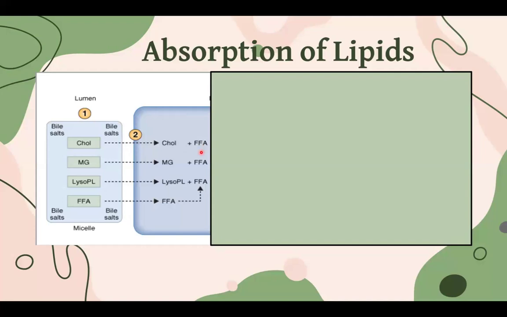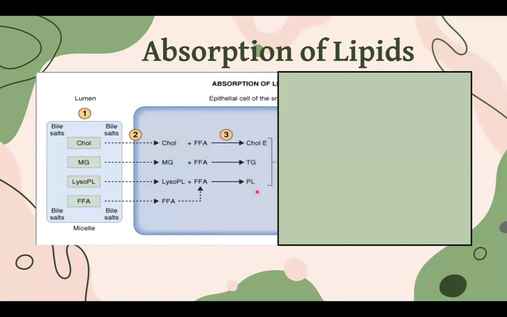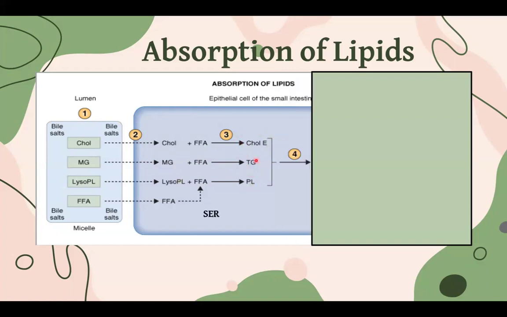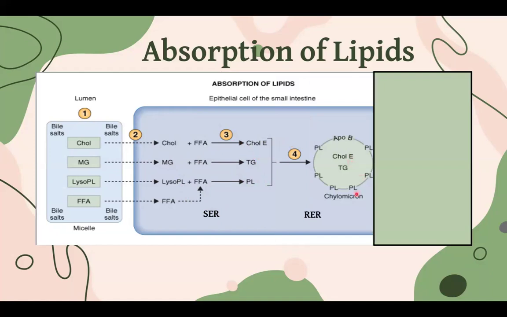Once they're inside, these lipid breakdown products combine with free fatty acids to reform their lipid molecules. Okay, so monoglycerides combine with free fatty acids, and form triglycerides. Okay, so once you have these lipid molecules, this process of recombining and forming lipid molecules happens in the smooth endoplasmic reticulum. Okay, now once you have these lipid molecules, they combine together to form this structure called a chylomicron.